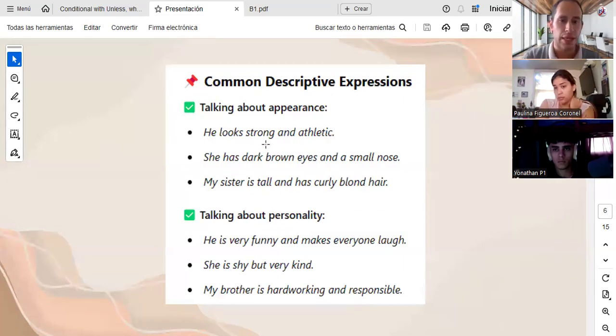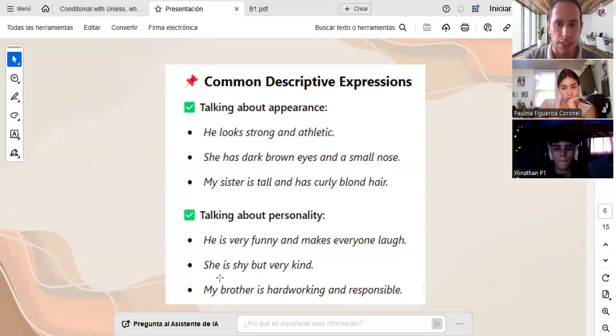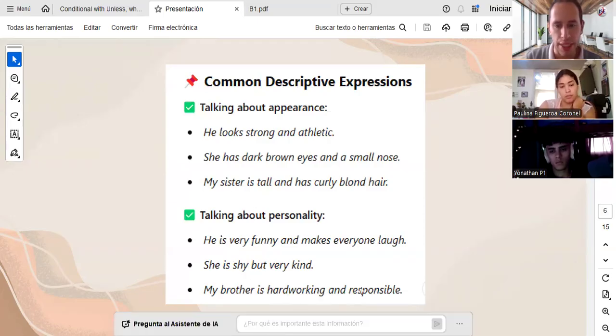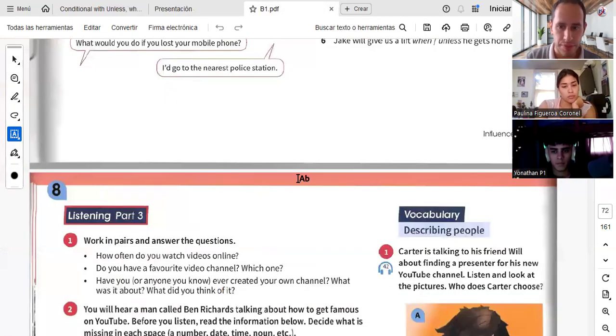Strong. He has dark brown eyes and a small nose. My sister is tall and has curly blonde hair. Talking about personality: he is very funny and makes everyone laugh. She is shy but very kind. Do you know the meaning of shy, guys? Tímido. Thank you so much, Paulina. And my brother is hardworking and responsible. Let's check out the book.